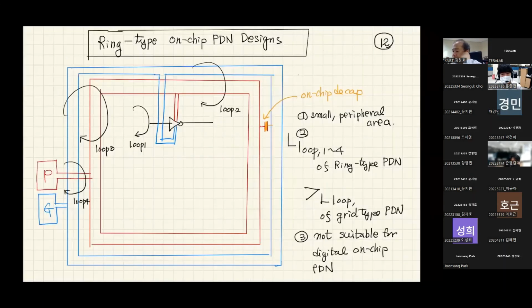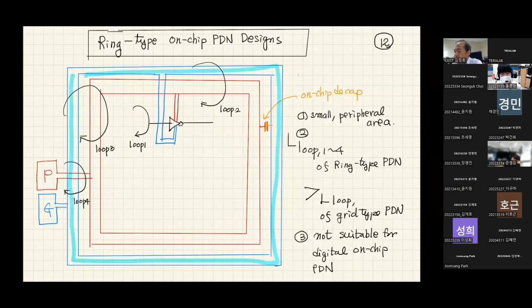Now, there is another type of PDN, the on-chip PDN. This may not be very useful, but some low performance digital chips, if they want to minimize the metal lines and metal layers, can use this. Here, I'm assuming that we have ring type.